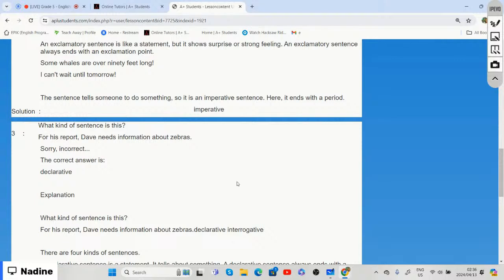All right, and it says, for his report, Dave needs information about zebras. What type of sentence is that? All right, and if we say which type of sentence that is, then yes, it is a declarative sentence, right? Because it's basically just making a statement, right?